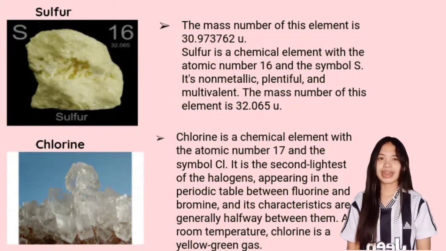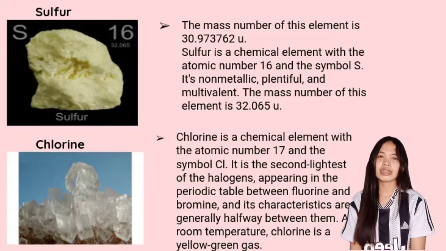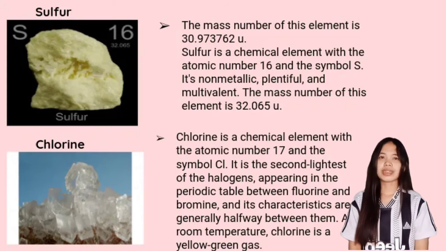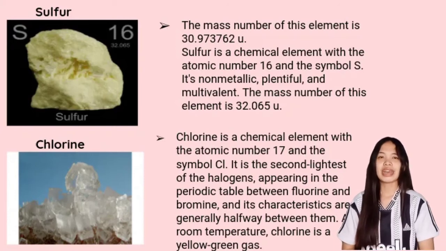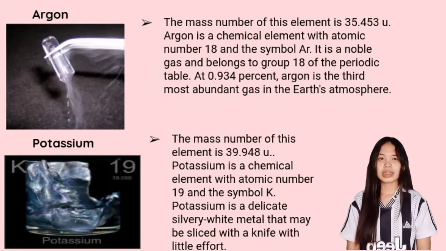Chlorine. Chlorine is a chemical element with the atomic number 17 and the symbol is Cl. It is the second lightest of the halogens, appearing in the periodic table between fluorine and bromine, and its characteristics are generally halfway between them. At room temperature, chlorine is a yellow-green gas. The mass number of this element is 35.453 U.